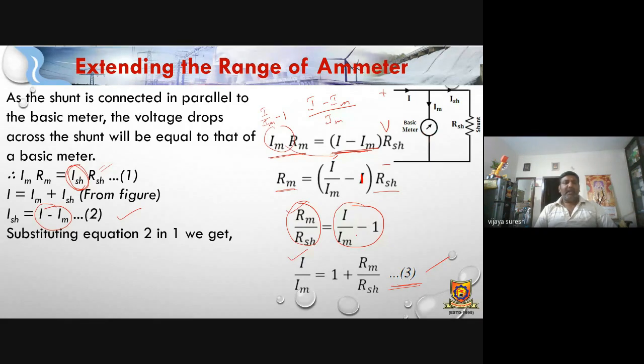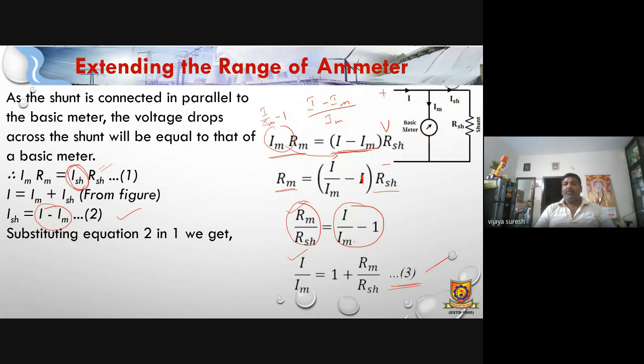So from the circuit diagram, we are representing the voltage drop across the meter and across the shunt. We are calculating Im Rm equal to Ish Rsh. Now I is nothing but Im plus Ish, and we are calculating Ish value as I minus Im. That value we are substituting in equation number 1. Im Rm equal to (I minus Im) into Rsh.